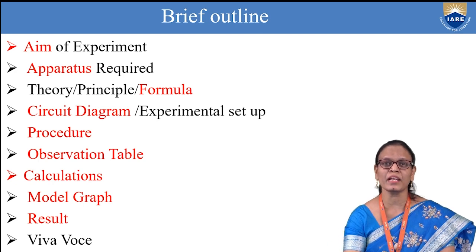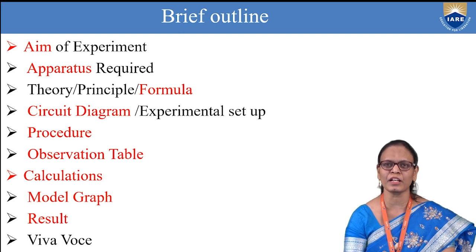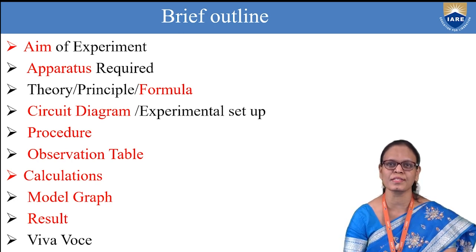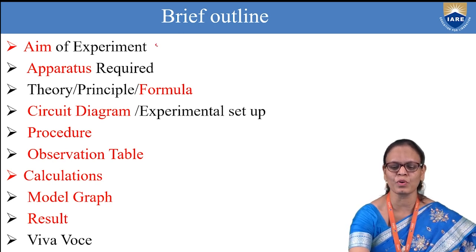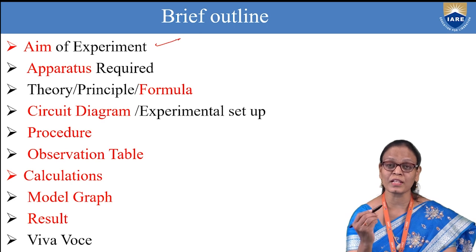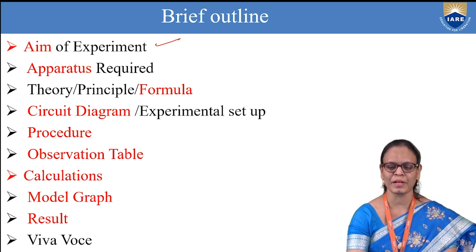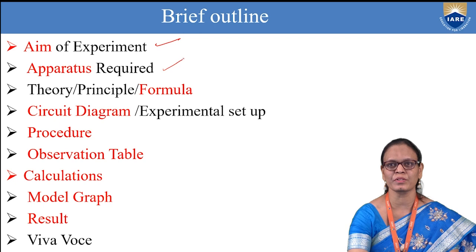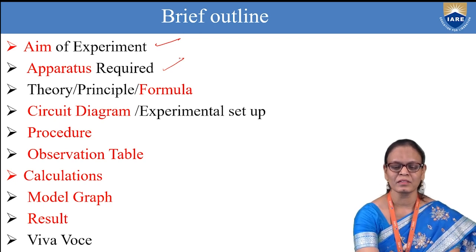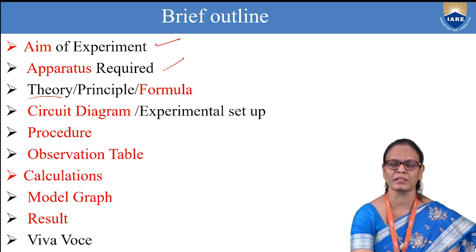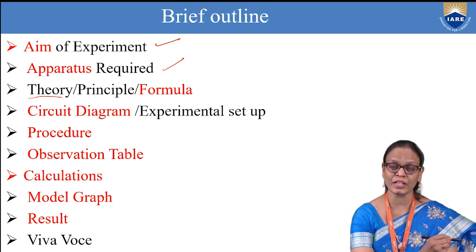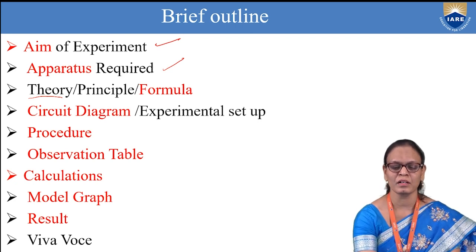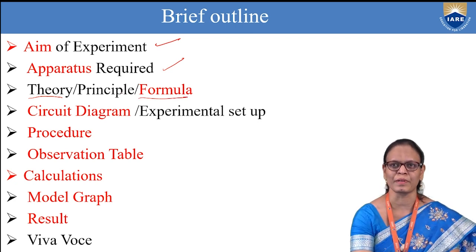Now, to do any experiment, you need to follow certain steps. So let us see the brief outline of how we are going to discuss the experiment. The first thing, whenever you do an experiment, you need to know the aim of the experiment. What is the aim behind doing the experiment? And then the apparatus that is required to do the experiment. Then the theory. What is the theory behind it? Suppose you are trying to prove Ohm's law, what does Ohm's law say? You need to understand the theory and then the formula related to it, or the principle.